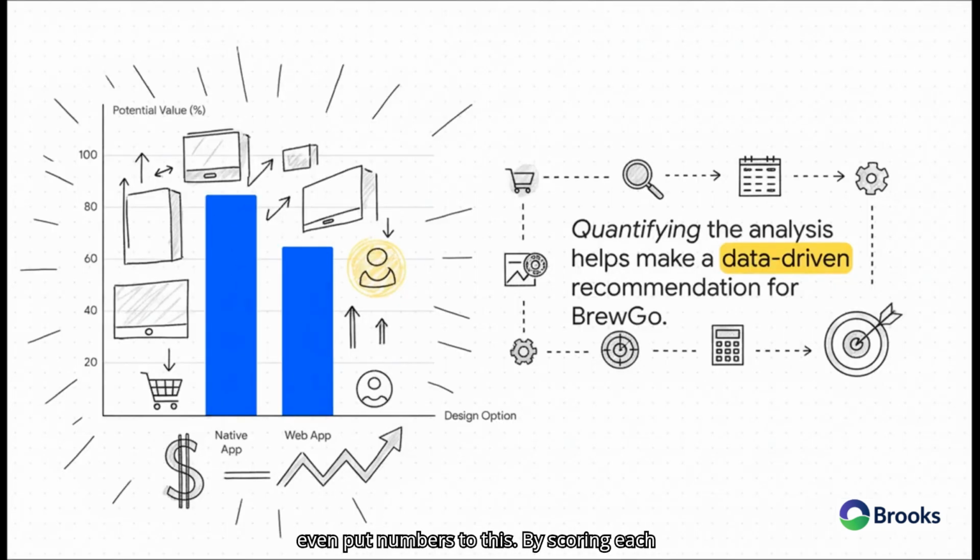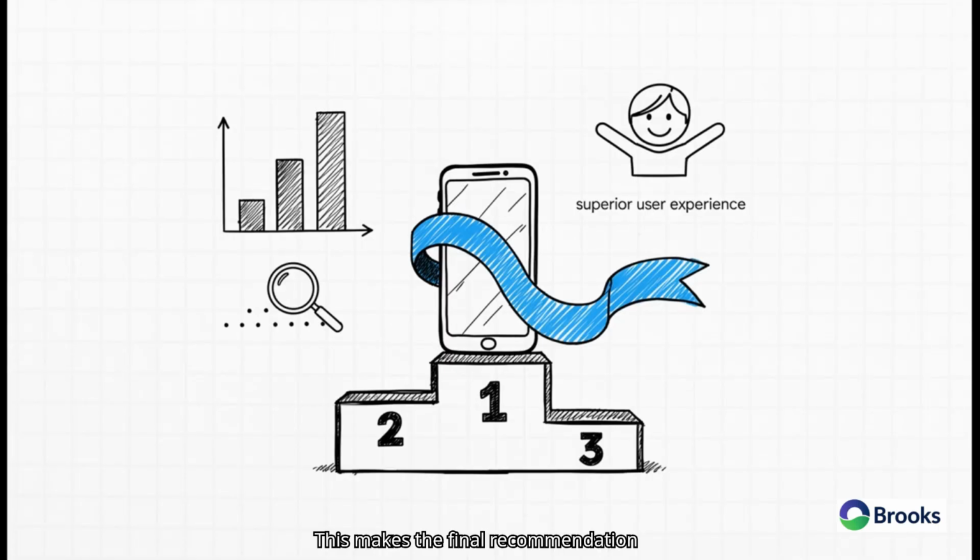We can even put numbers to this. By scoring each option on things like user experience and potential new sales, we can often see a clear winner emerge. In this case, maybe the native app, even with its higher cost, delivers way more potential value. Let's say 85% versus 65%, because it's just so much faster and smoother to use. This makes the final recommendation incredibly clear, confident, and easy to justify.